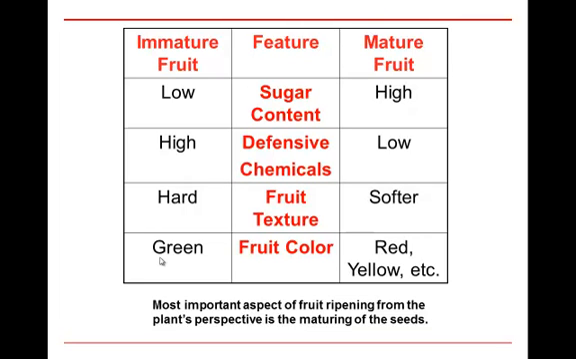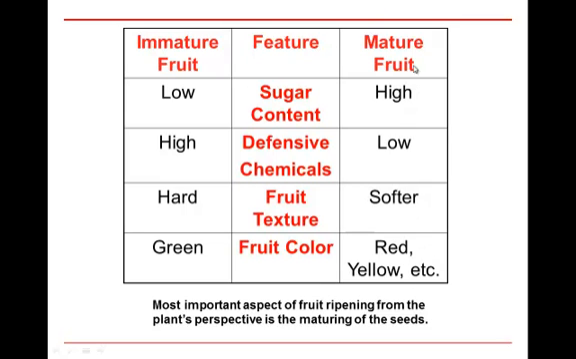That way it matches the foliage and kind of camouflages the fruit so it will not be easily seen or eaten by an animal. On the other hand, once the seeds become mature, then this fruit will change to a bright contrasting advertising color, such as red. Red is the contrasting color with green, and it really shows up.